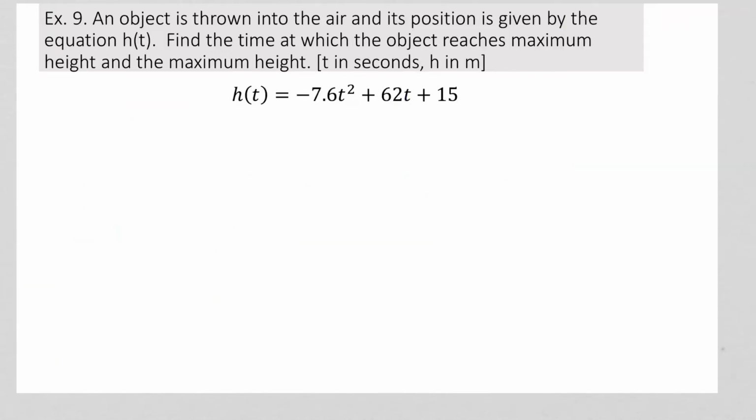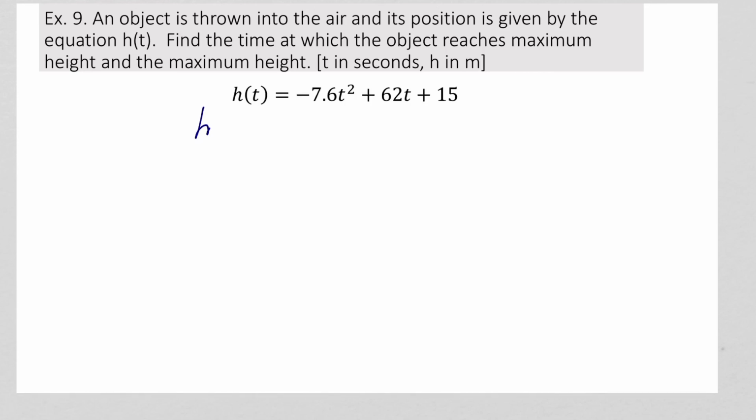Last example here. So this is one of our old familiar problems, but we're going to talk about this in terms of our new vocabulary and procedures in this section. So we have an object that's thrown into the air, and its position is given by this quadratic equation. Find the time at which the object reaches a maximum height, and find that maximum height. So first thing we do on these kinds of problems is find the first derivative and set it equal to 0.